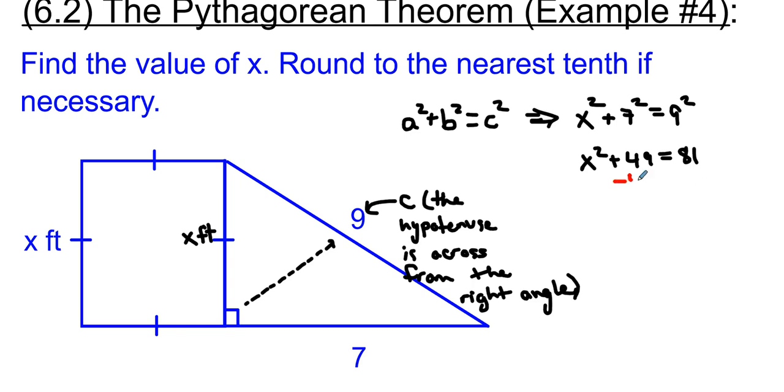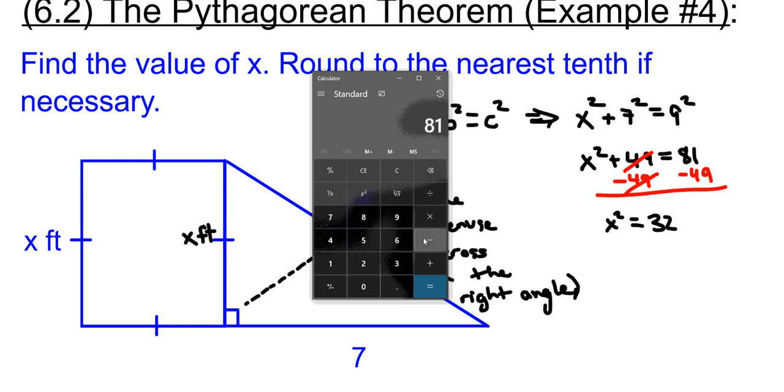This one I need to subtract 49 from both sides. I'll cancel out the 49s on this side. I get x squared by itself. 81 minus 49 is 32.